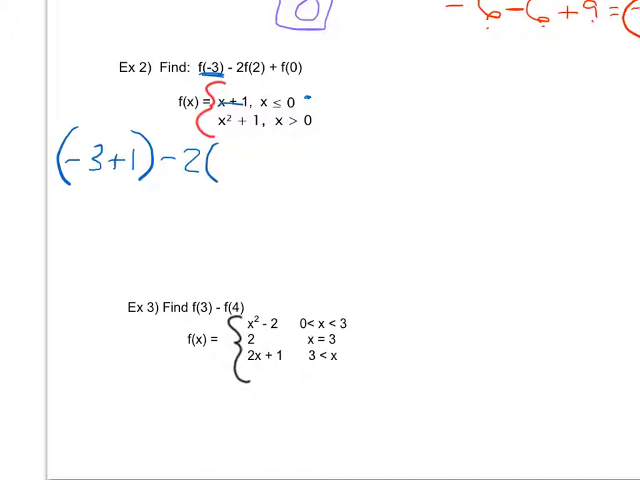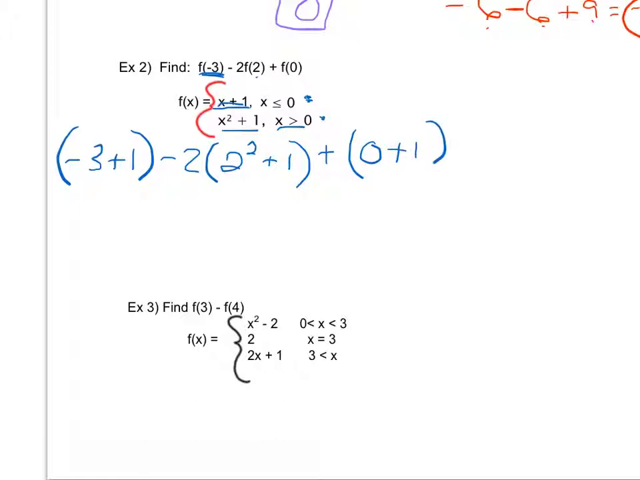And now I'm going to find out what is f of 2. Choose my piece. If x is 2, I choose my bottom piece since 2 is greater than 0. I plug 2 into x squared plus 1, and I get 2 squared plus 1. And now I'm going to figure out what is f of 0. If I'm less than or equal to 0, I choose function 1, or the top piece of the function. So I'm going to plug 0 once again into x plus 1.